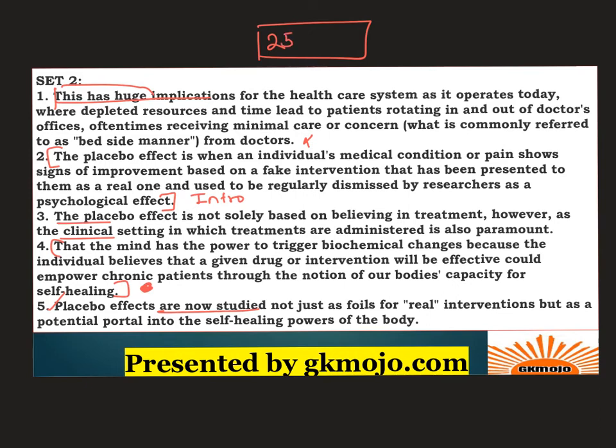2 and 5, right? 4 expands on this idea of self-healing mentioned in 5, right? That the mind has power to trigger biochemical reaction is just expanding on the fifth sentence. So 4 follows 5. 4 talks about the role of mind in self-healing, right? And 3 is kind of taking this idea forward. The placebo effect is not solely based on believing in treatment. However, the clinical setting in which treatments are administered is also paramount, right? 3 follows this up, stating that placebo effect is not solely based on believing in treatment. This is a very big clue. Hence, we have 3 coming in over here.